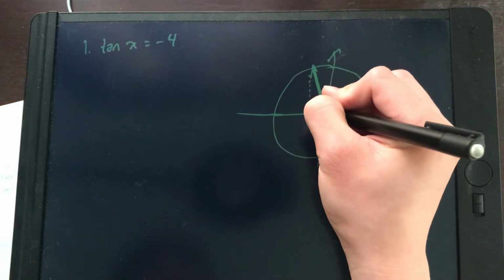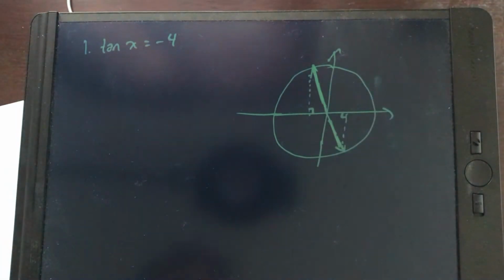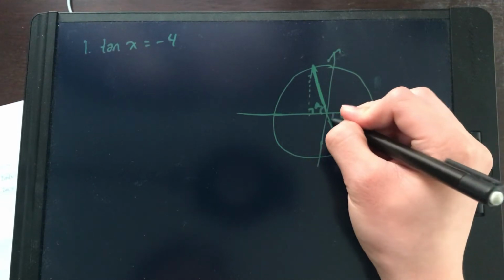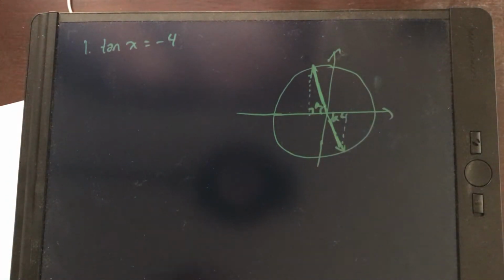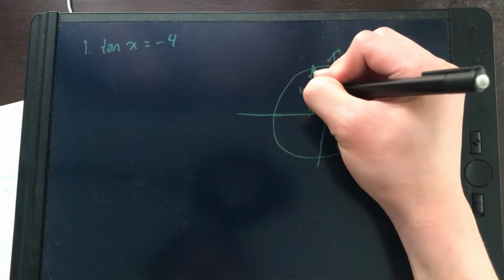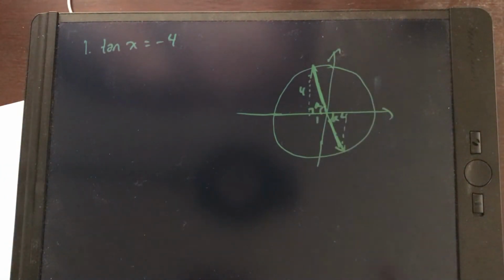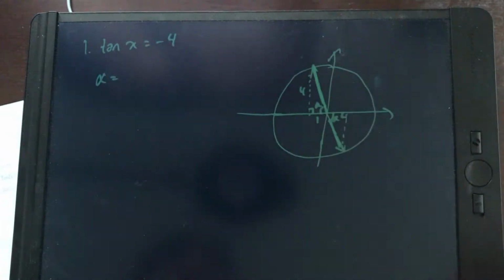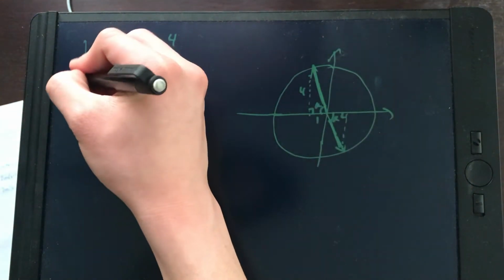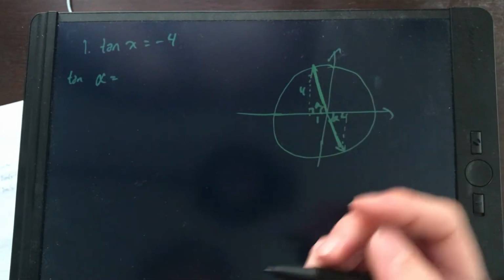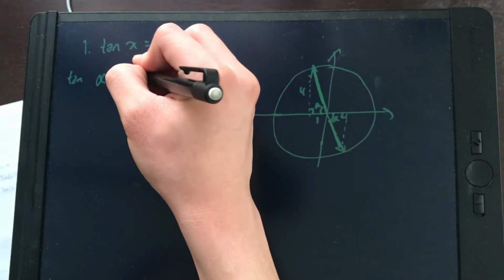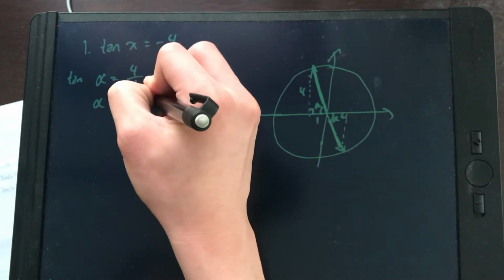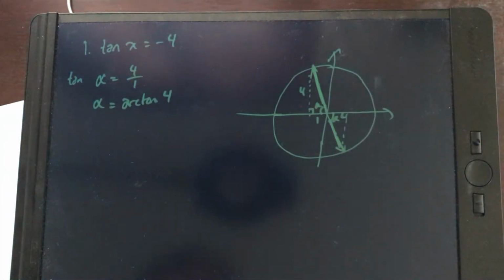So I'm going to draw a reference triangle. It happens to be the same reference triangle. And I'll call the angle alpha. So if this is 4 and this is 1, because the slope is -4, I can see that alpha, our reference angle, well, tangent alpha is opposite over adjacent, 4 over 1, or just 4. And that means alpha should be inverse tangent of 4.